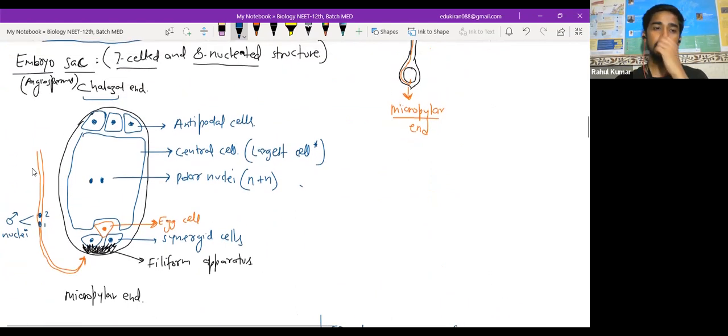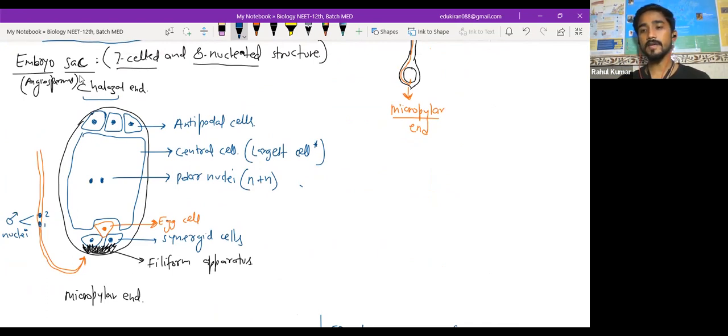This is called the embryo sac. Inside the ovary are the ovules, which will become seeds. And ovules contain these embryo sacs. Now the word sac means a bag-like structure, right?